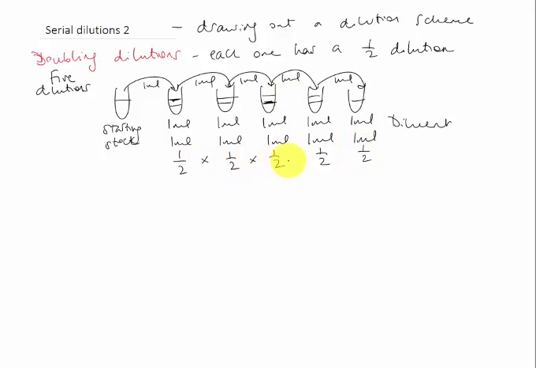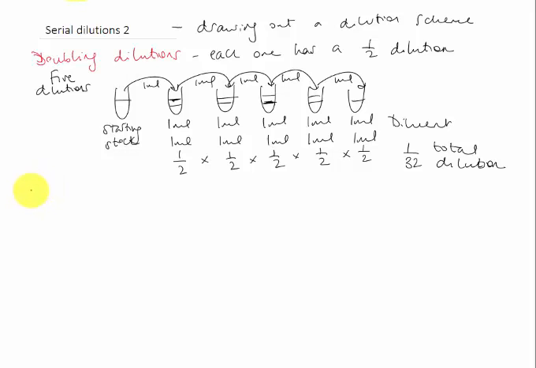into the next one. And then to work out the final dilution factor, we multiply all these together. That's 2, 4, 8, 16, 32. 1 in 32 total dilution. So there's a series of 5 doubling dilutions.